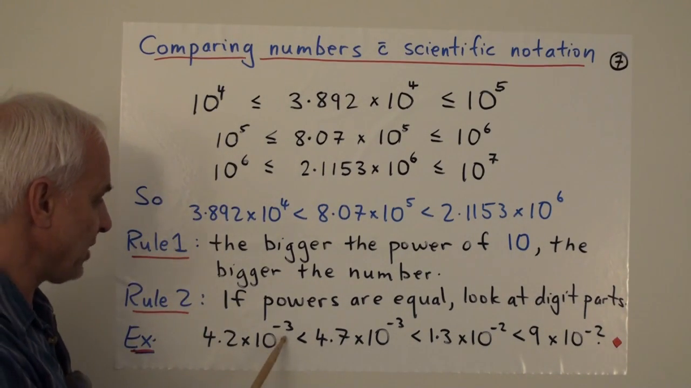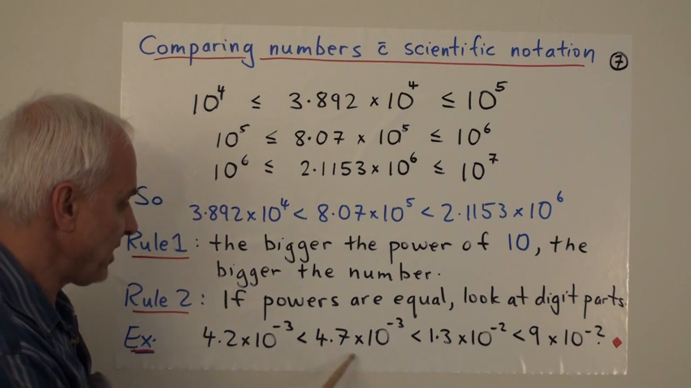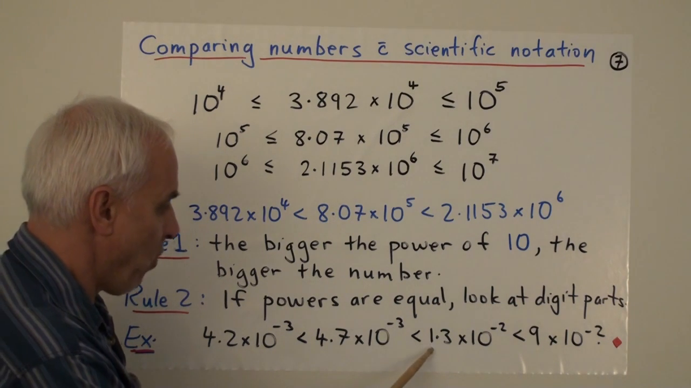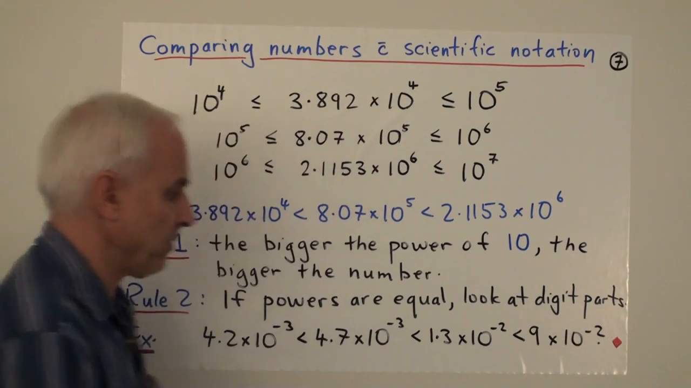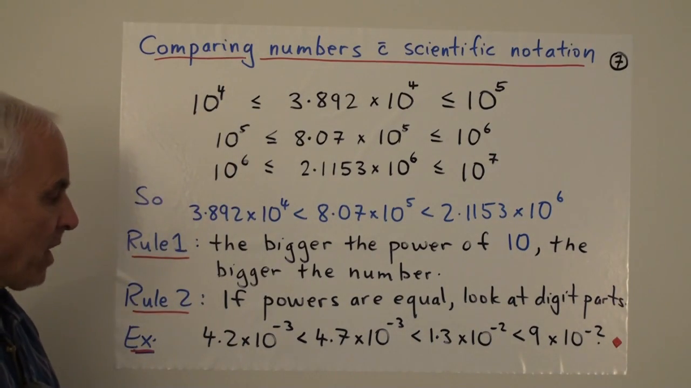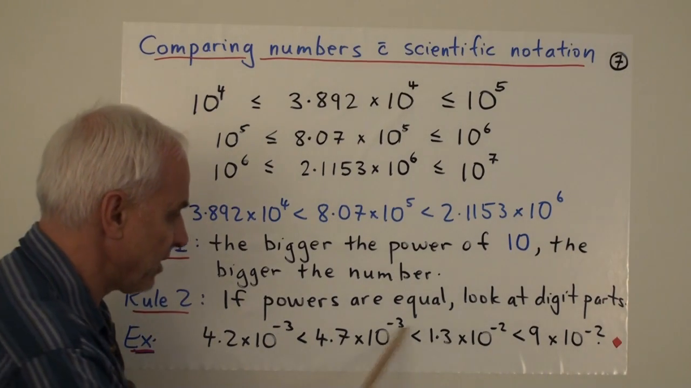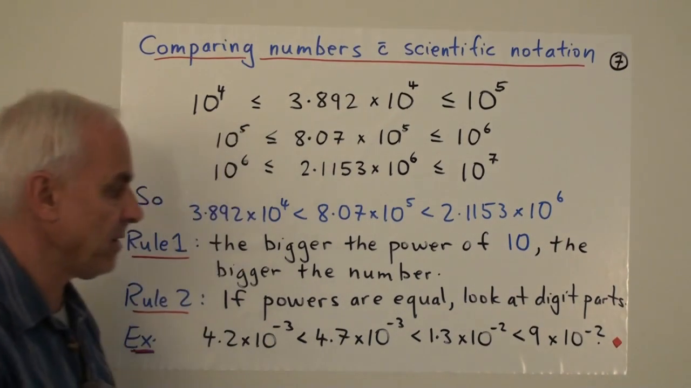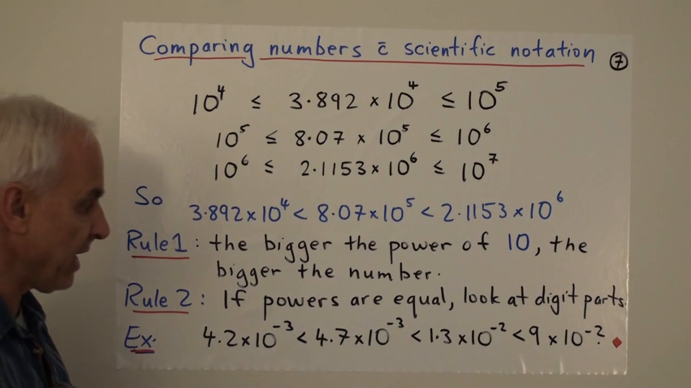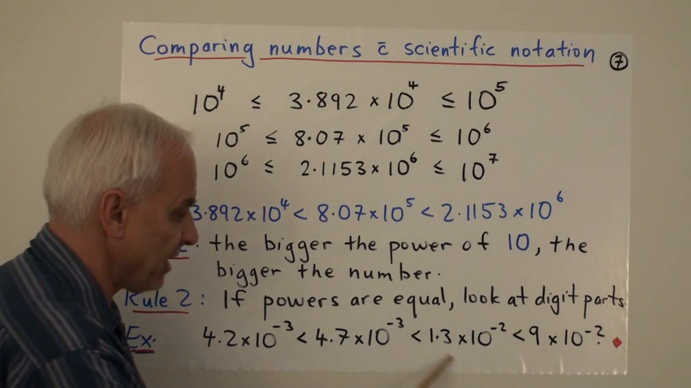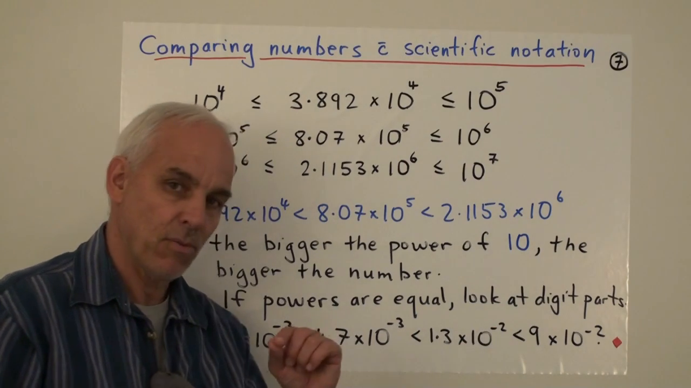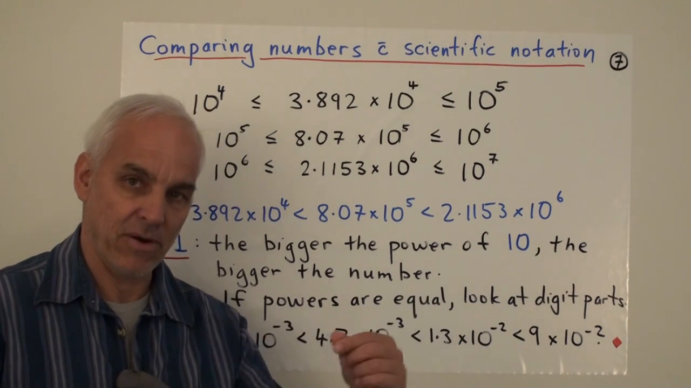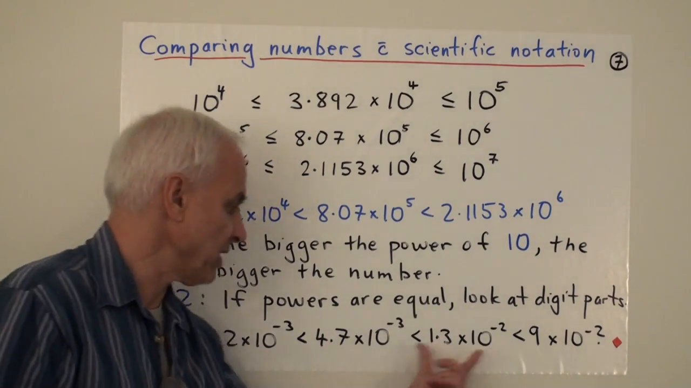4.2 times 10 to the minus 3. 4.7 times 10 to the minus 3. 1.3 times 10 to the minus 2. 9 times 10 to the minus 2. Just by looking at the exponents, what we can deduce immediately is that this number has to be less than this number. Going from minus 3 to minus 2, we're increasing, getting bigger. And so this number is bigger than this number.